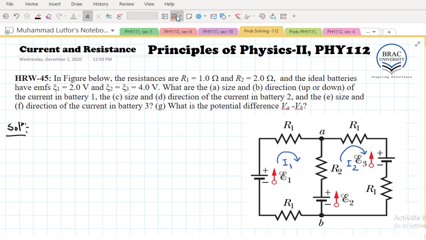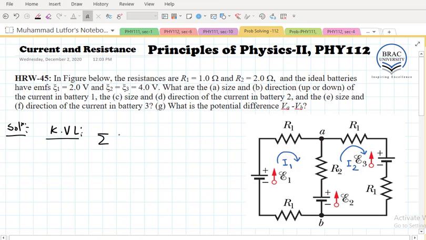Now to solve this one, I will use KVL, which is Kirchhoff's voltage law. It says that in a closed loop, the algebraic sum of the voltages must be equal to 0. So this is the KVL formula I will use. I'm going to start from a point, go around the path, and come back to that point again. It makes a closed loop. I'll say this is loop number 1 and this will be loop number 2.